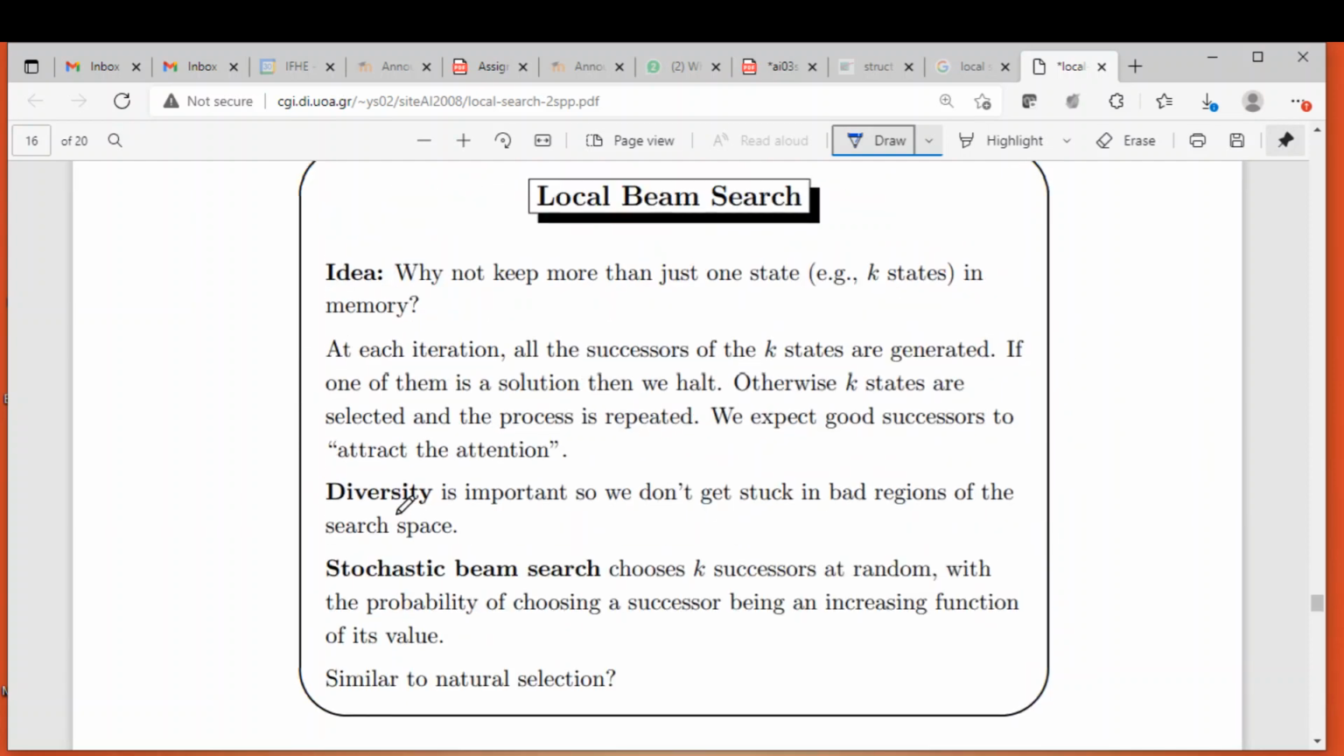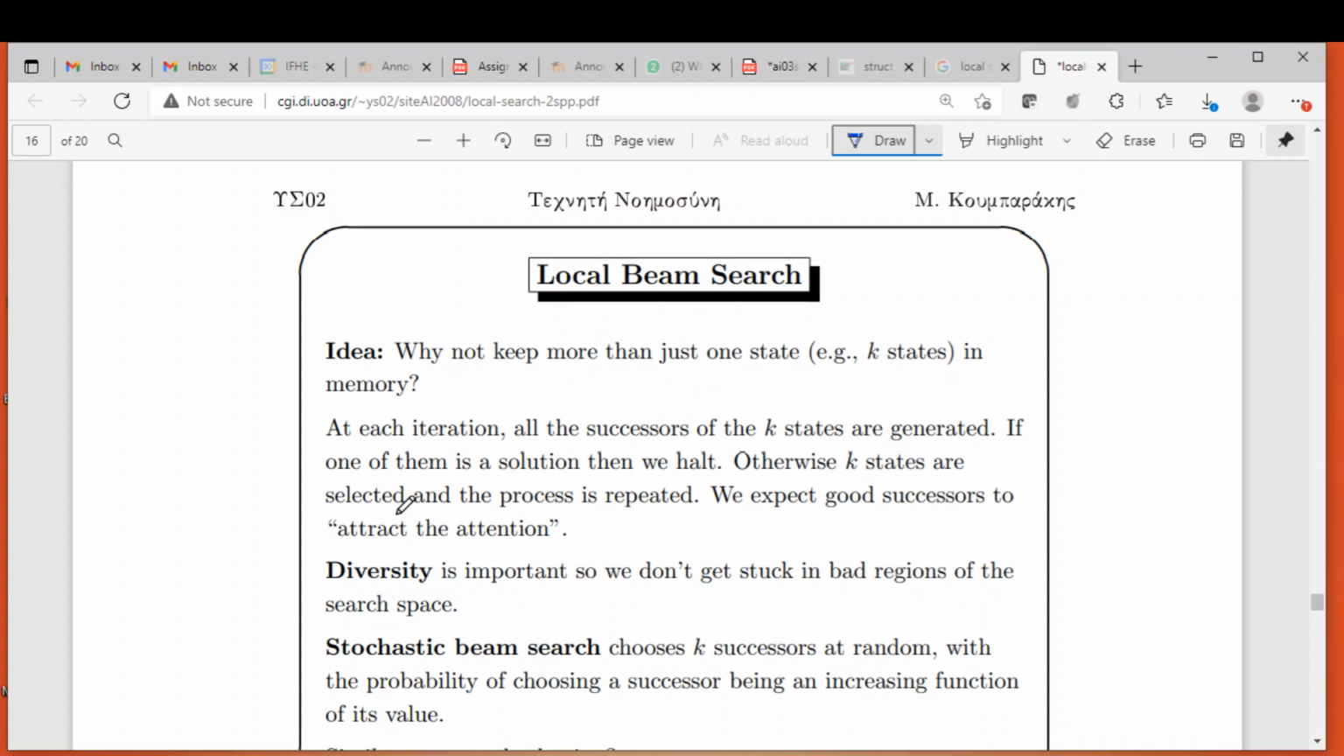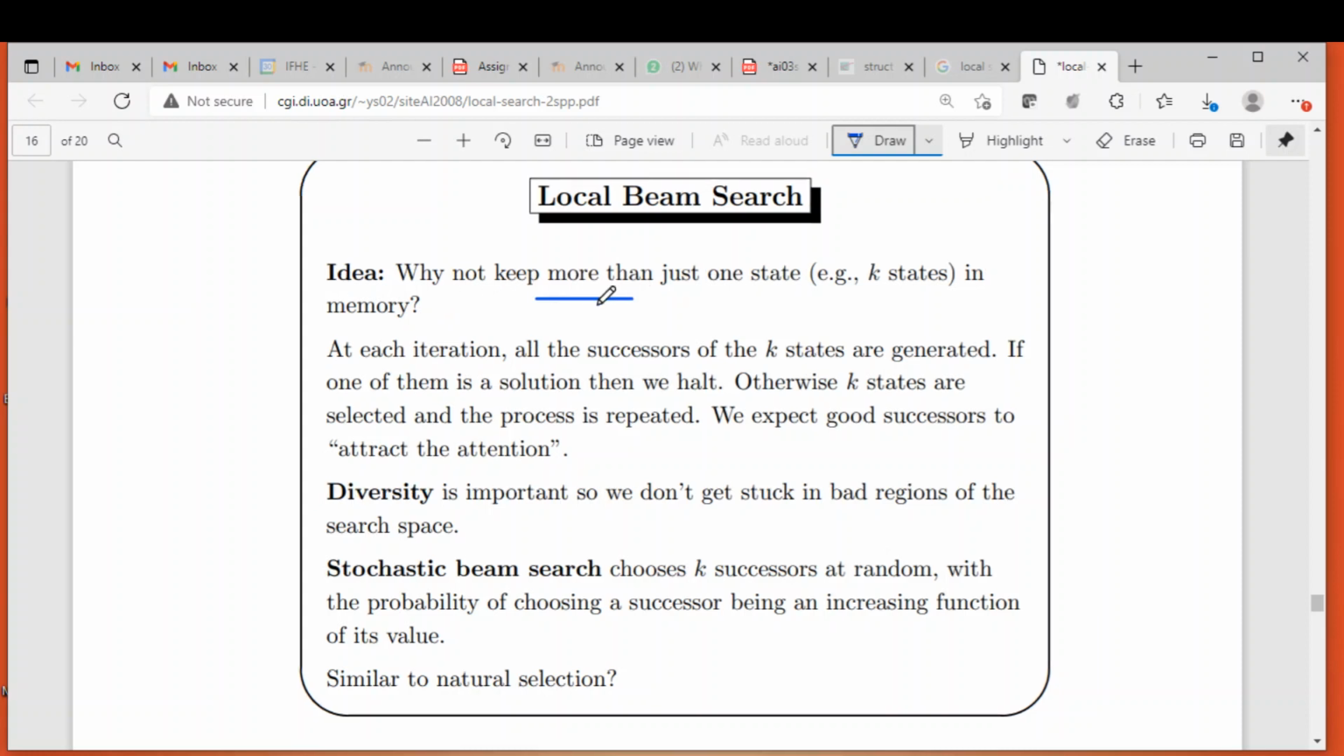The next algorithm under local search is the local beam search algorithm. It is based on this idea: why keep just one state in memory? Why should we explore only one path? Why can't we explore multiple paths in parallel? That is the idea on which this algorithm was created.